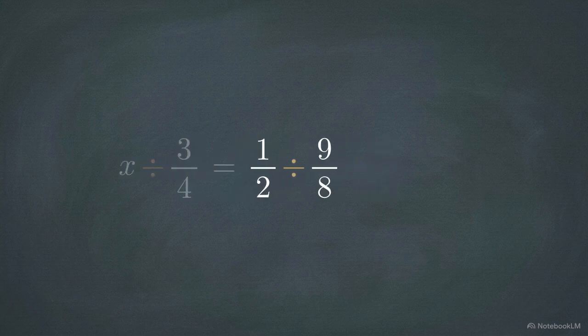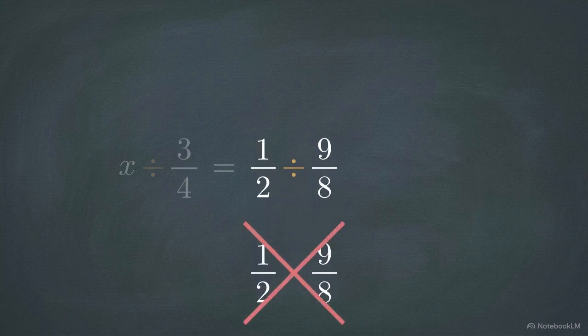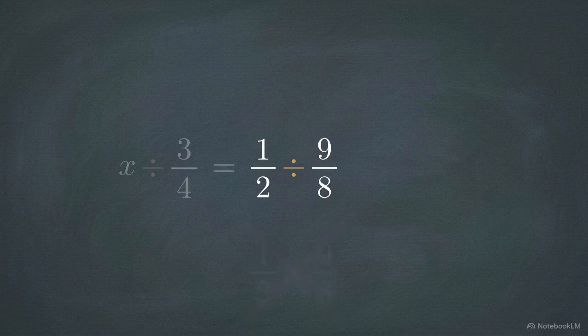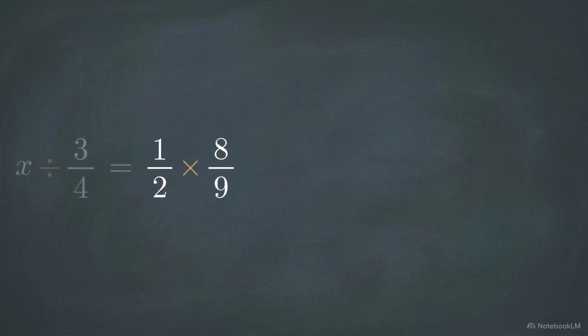We have two known numbers on the right side. Let's focus there and solve 1/2 divided by 9/8 first. Here is a step where students often make a mistake. You cannot just multiply straight across. When you divide by a fraction, you must multiply by its reciprocal. We keep the 1/2, change the division to multiplication, and physically flip 9/8 upside down so it becomes 8/9.